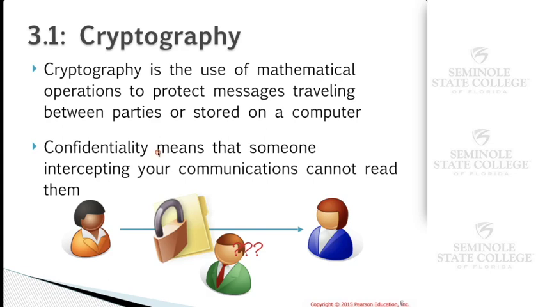So what is cryptography? Cryptography is the use of mathematical operations to protect the messages traveling between parties or stored on a computer. So you can see that we are trying to protect messages that are traveling or when we are storing them on the computer. Okay. Confidentiality means that someone intercepting your communication cannot read them. The confidentiality is about a man in the middle, let's say, trying to understand your message. Not only is he not able to read them, he is also not able to change them on their way to the recipient. That's also important, right?